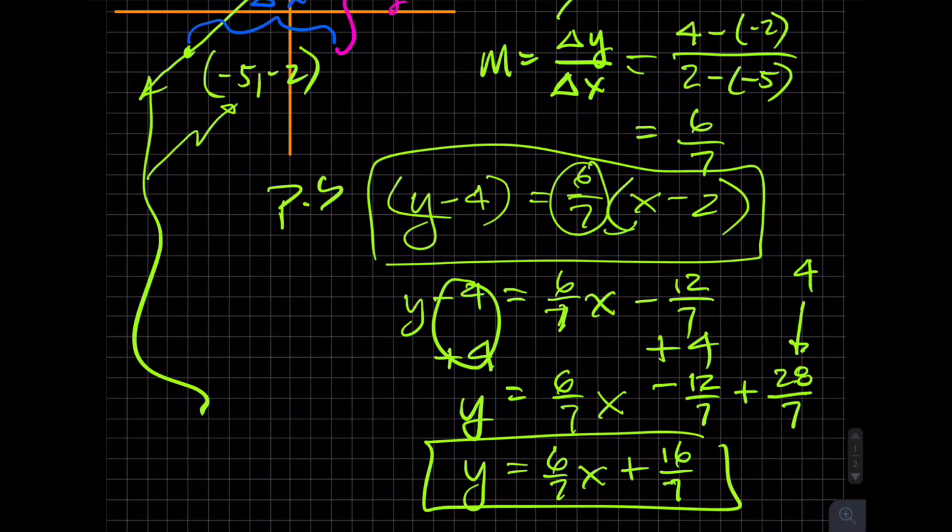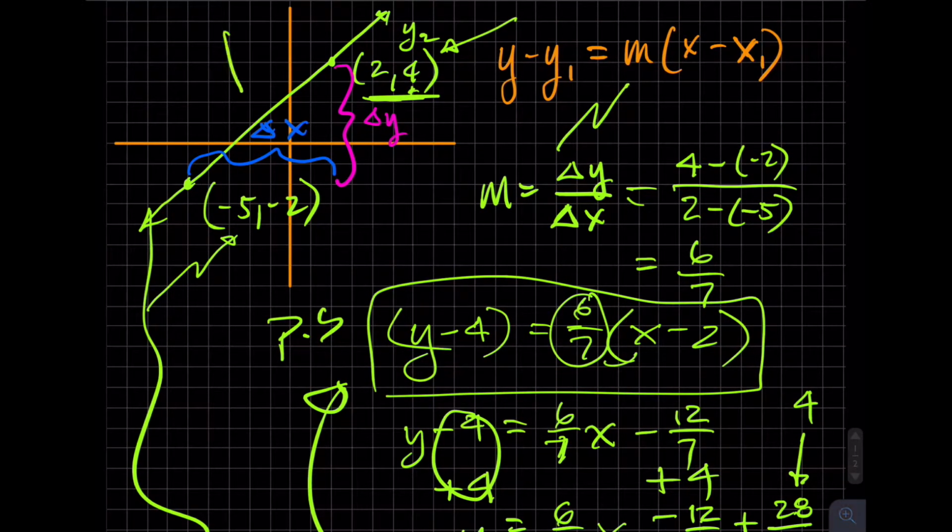This is the equation in point-slope form, and they're equivalent. Though they look different, they are equivalent functions, and they describe all the points on that green line in my coordinate system. So that's point slope.